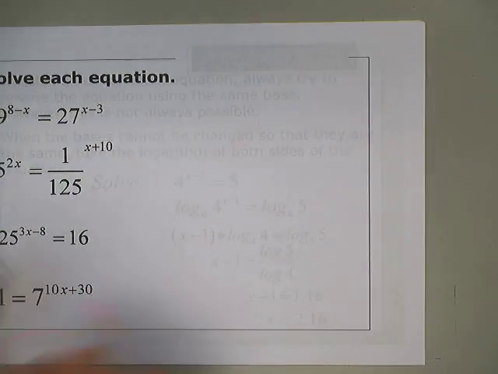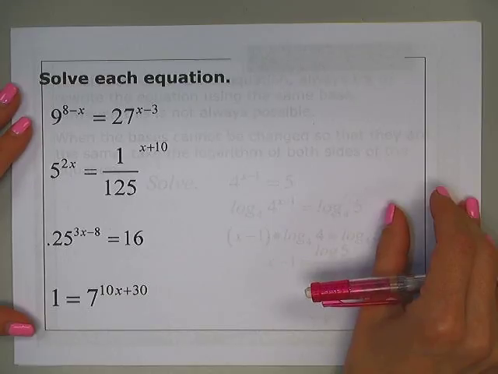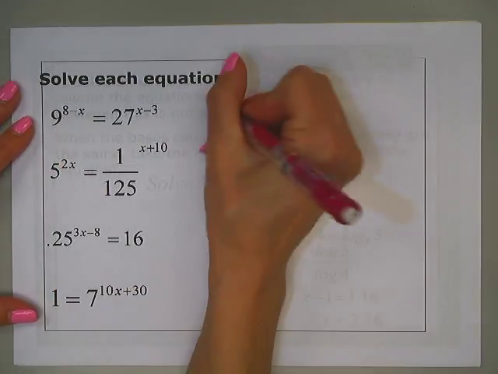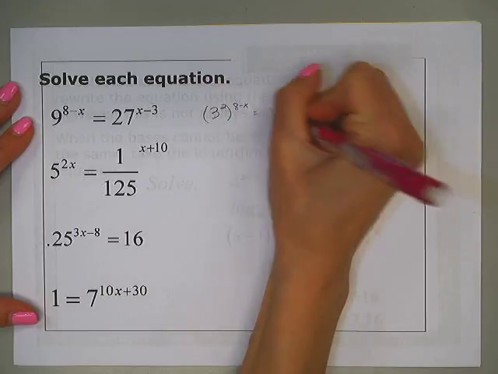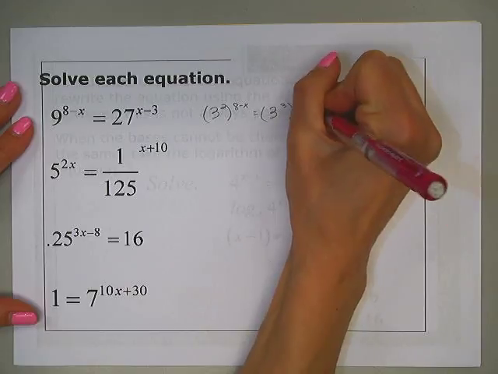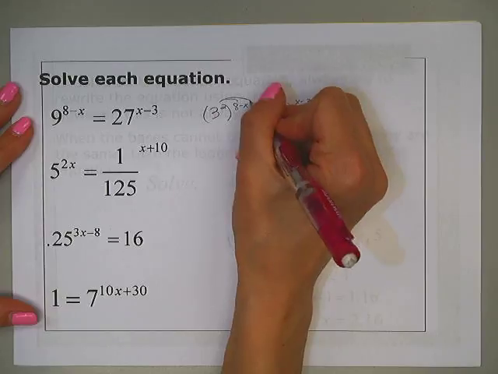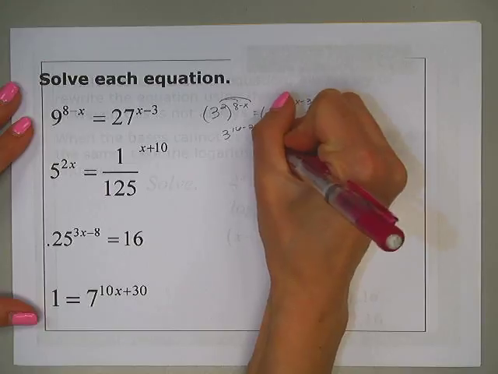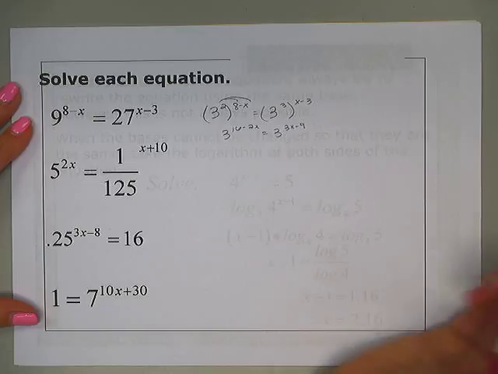Taking a look at that technique a little more in depth, let's see if we can solve a couple examples. We've got 9 raised to the 8 minus x equals 27 raised to the x minus 3. Those are both powers of 3. So I've got 3 squared raised to the 8 minus x equals 3 cubed raised to the x minus 3. Whenever you have a power to a power, you multiply, so I distribute there. I've got 3 raised to the 16 minus 2x equals 3 raised to the 3x minus 9.